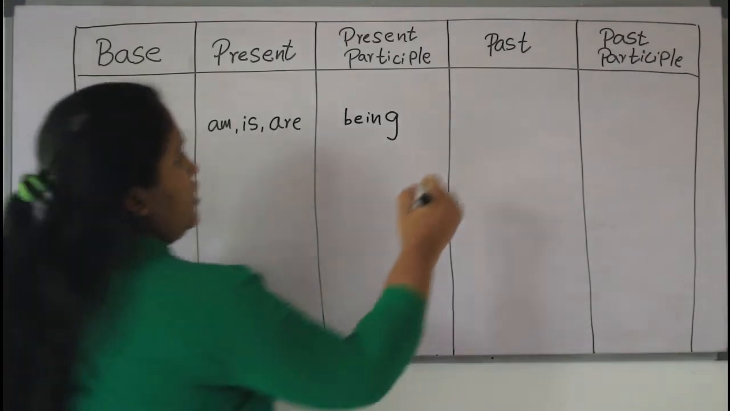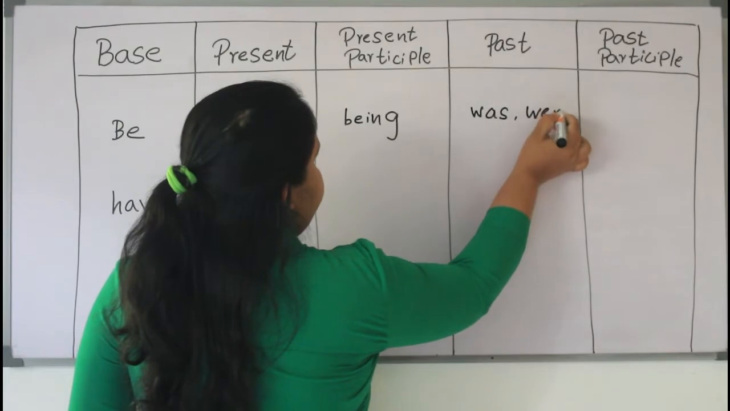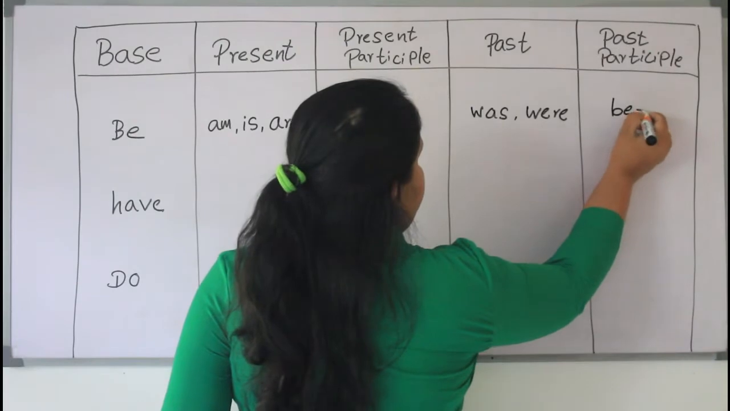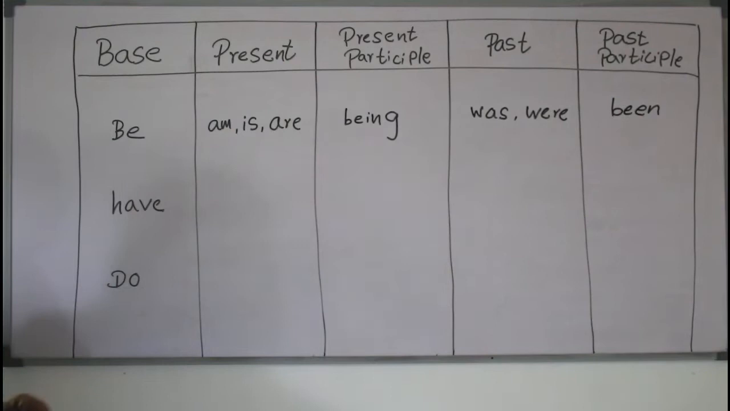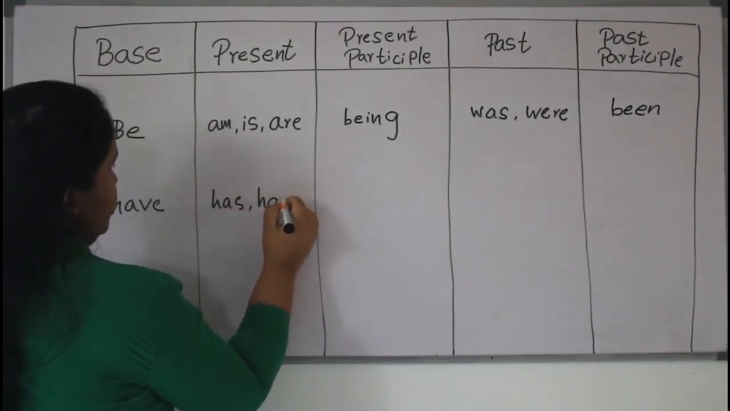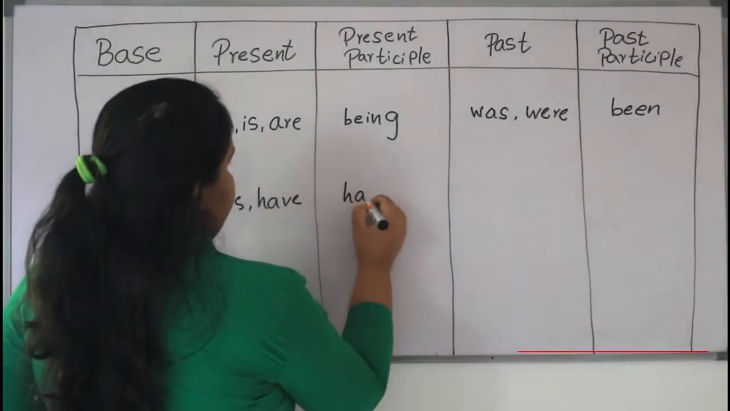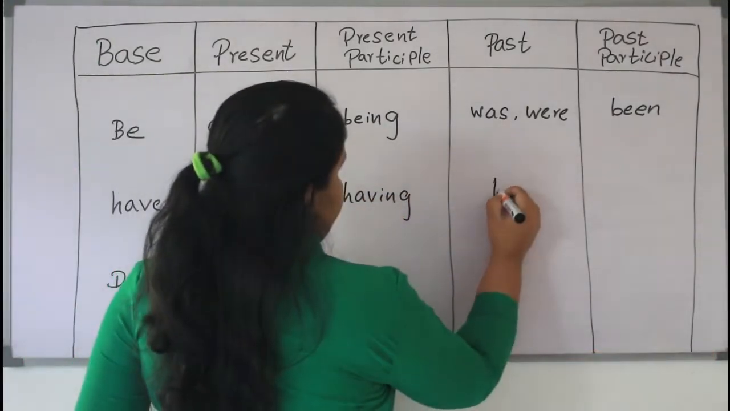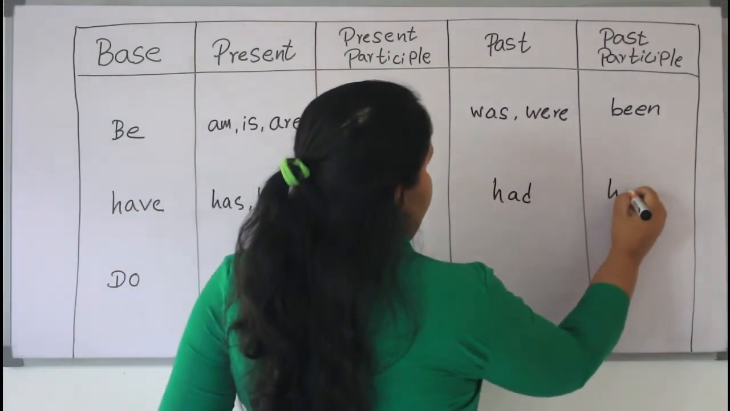Past form was and were. Past participle form be. Have is a base form and present form has and have. Present participle form having and past form had and past participle form also had.